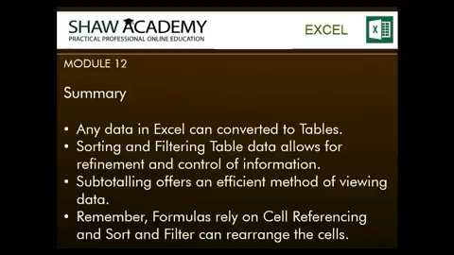So in summary, any data in Excel can be converted to a table of records. Using tables allows for greater control and refinement of the information being stored. The subtotaling function offers an efficient method of viewing this data, but remember, subtotaling doesn't work within a table of records. It only works within a normal range of data. Finally, if using formulas rely on cell referencing. The sort and filter functions can sometimes move these cell references and give incorrect values or stop working altogether.